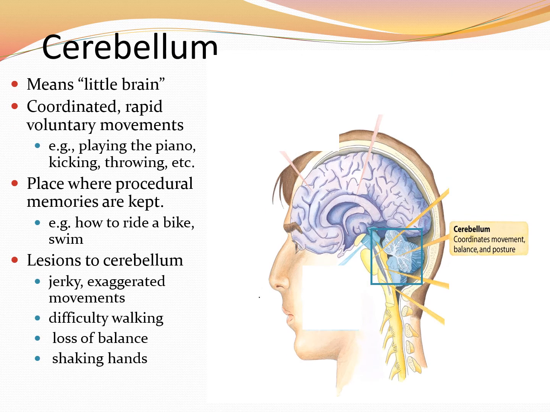And so we talked about the cerebellum. That's that third box there, coordinates movements, balance, and posture. It literally means little brain. We call it the second brain because it literally looks like a miniature brain at the back of your head. It coordinates rapid voluntary movements, like playing the piano, kicking, throwing, all that muscle memory we talked about. This is where your procedural memories are kept. How to ride a bike, how to swim. I'm sure you've heard, once you learn to ride a bike, you can always remember to ride a bike because that's muscle memory. You don't have to think about it; it just happens.